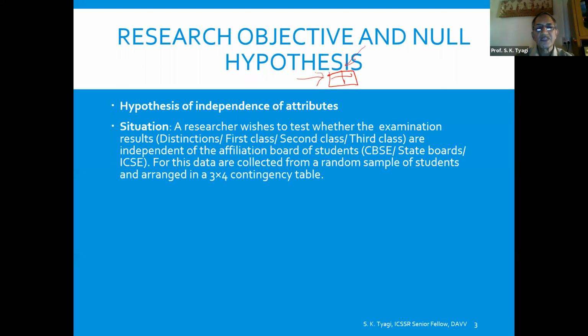Now, this is a situation appropriate for this kind of cross tabulation. The situation is a researcher wishes to test whether the examination result, and the examination result has 4 categories, one is distinction, then first class, second class, third class, are independent of the affiliation board of students, CBSE, State Board, and ICSE. These are the 3 boards for secondary students.